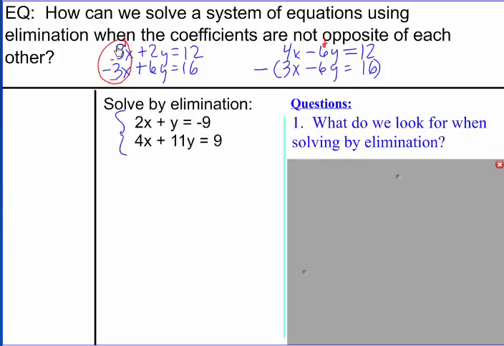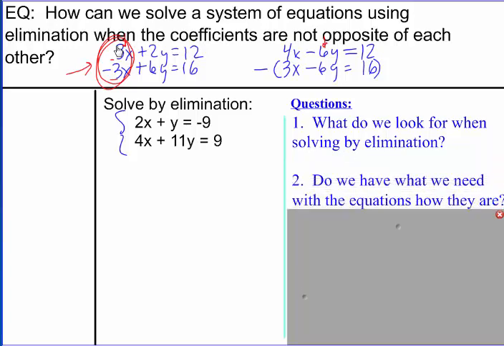Okay, so you kind of have to think about, what are we looking for when we're solving by elimination? I gave you a little bit of a hint above, right under the essential question. We're looking for two of our variables to be opposite of each other. One is positive, one is negative. The number part is the same.